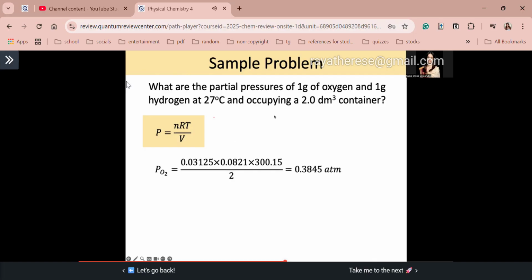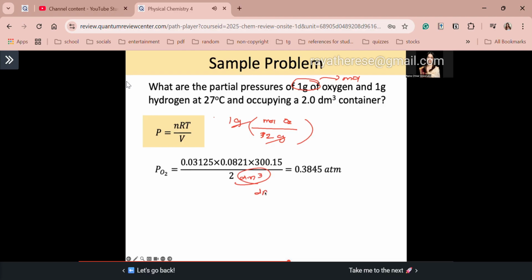So that is from converting this to moles. So 1 gram, we will get the number of moles for oxygen. Guys, what is the molar mass of our oxygen? Right, it is 32. Cancel the grams, we get the moles of O2. 1 divided by 32, we get 0.03125 moles, times R 0.0821, times the Kelvin 300.15, divided by 2 dm cube.